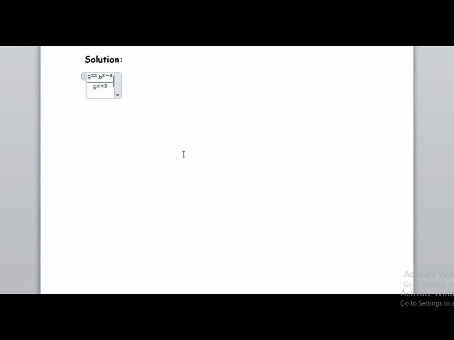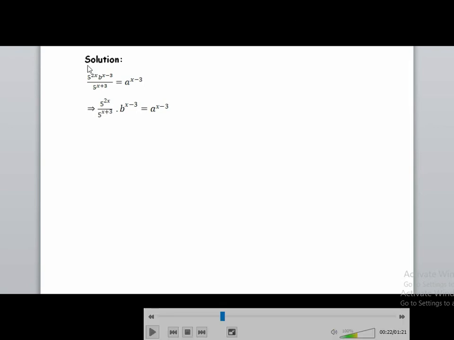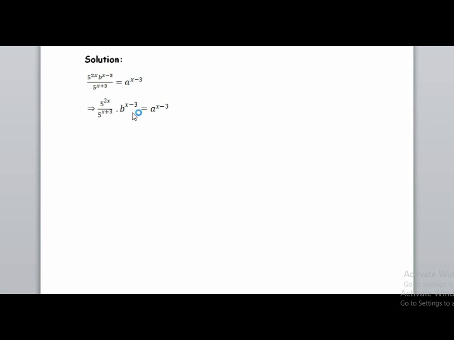We will copy the question, 5 to the power 2x, b to the power x minus 3, like this. Now we have written the given equation in a simplified form, where we have separated the different terms. Look here, we have taken 5 to the power 2x divided by 5 to the power x plus 3, because we can simplify this term, but we cannot simplify b to the power x minus 3. Therefore we have taken b to the power x minus 3 as a separate one.